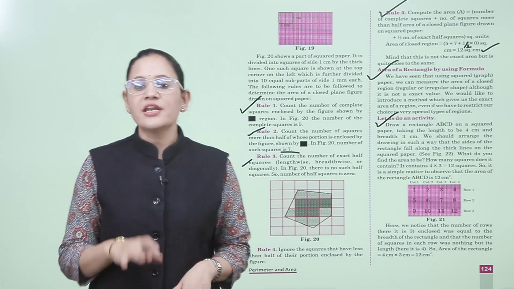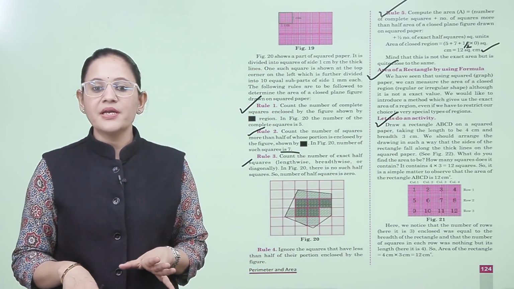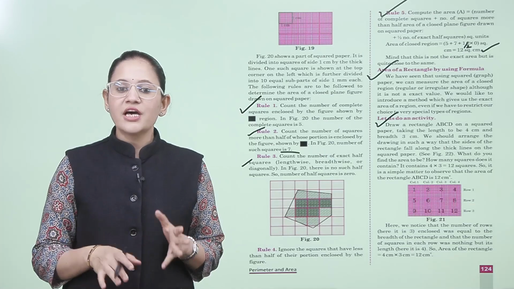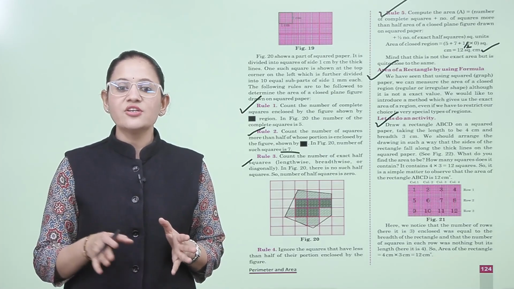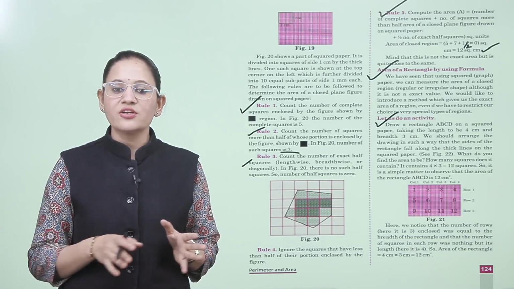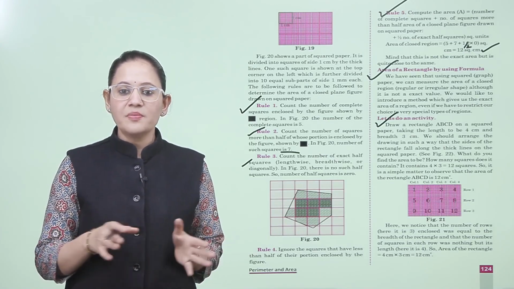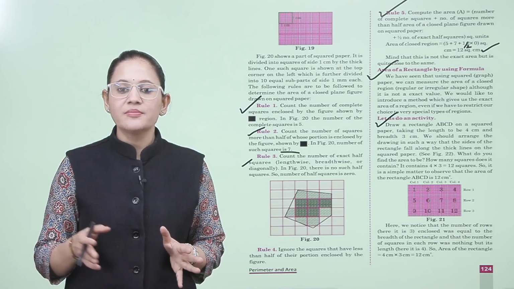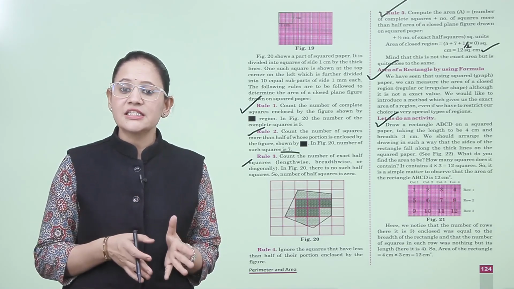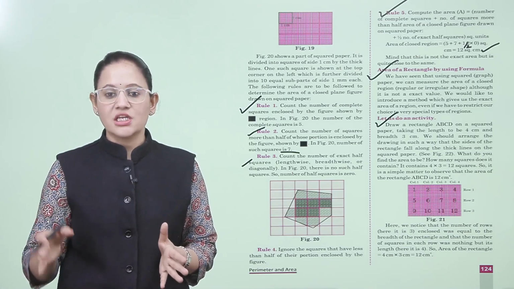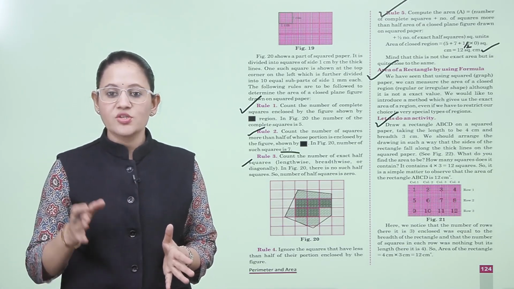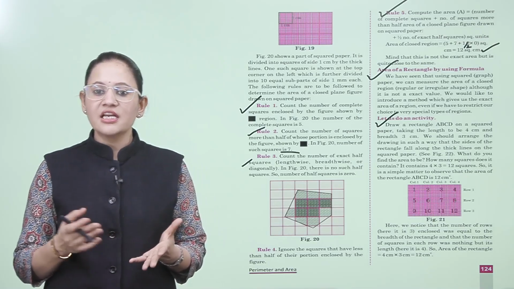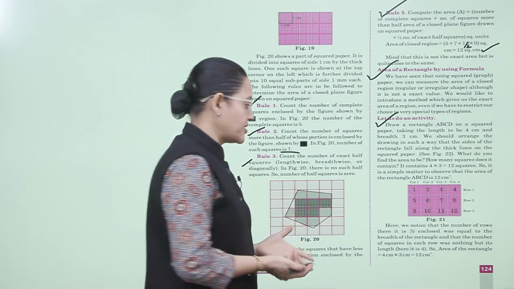So first we'll draw a rectangle ABCD on the square paper, taking the length to be 4 cm and breadth 3 cm. We should arrange the drawing in such a way that the sides of the rectangle fall along the thick lines on your square paper. What do you find the area to be? How many squares does it contain? It contains 4 into 3, total 12 squares. So the simple method to find the area of the rectangle ABCD is 12 square centimeter.